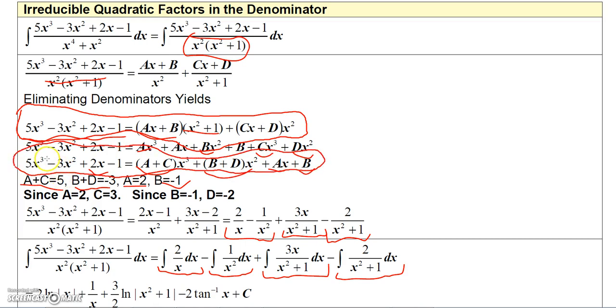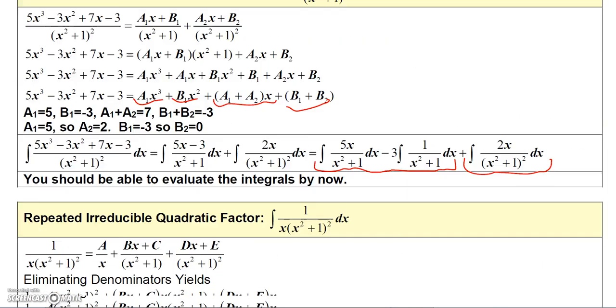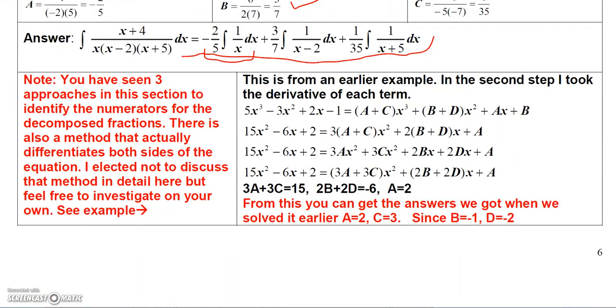Okay, so I had it in this form: 5x cubed minus 3x squared plus 2x minus 1 equals a plus c times x cubed plus b plus d times x squared plus ax plus b. Okay, now I'm going to copy that down here. Okay, so here's the same expression. Okay, now here's what we're going to do. I'm going to do something interesting here. Let me show you. This is a little trick that I saw done in the book.